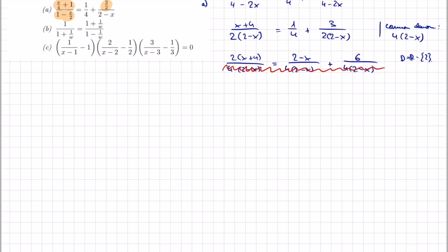And we are left with a simple linear equation. 2 times x plus 4 is 2x plus 8. And here we have 2 plus 6 is 8 minus x. So we get x equals 0, which is in the domain.